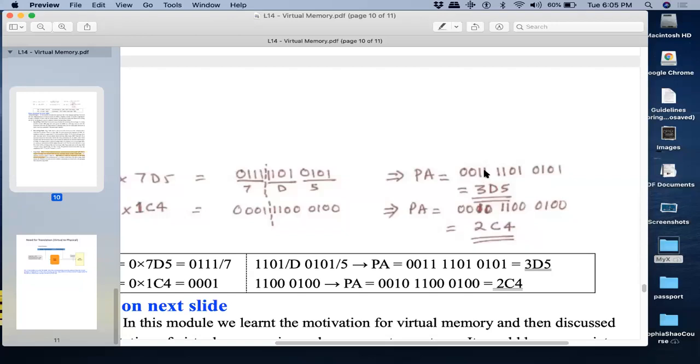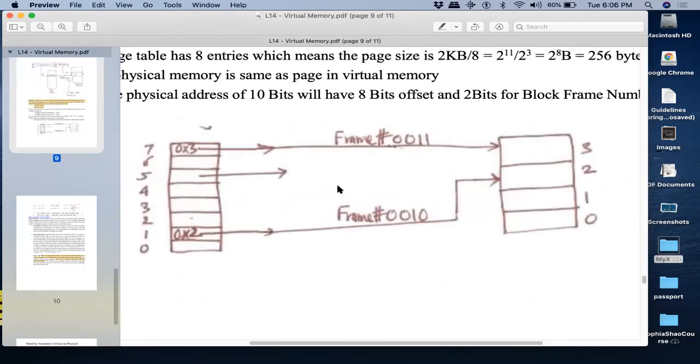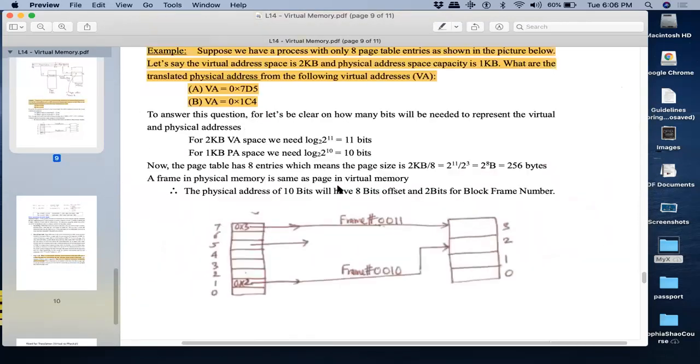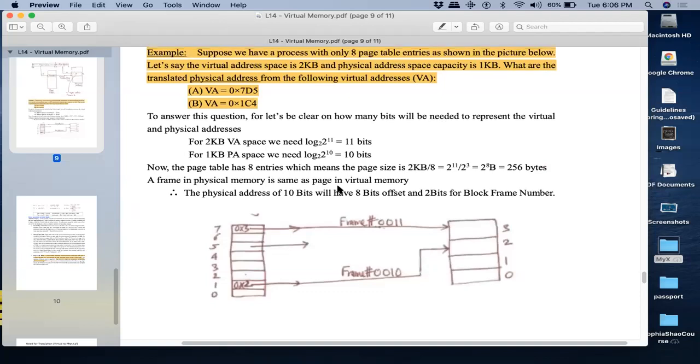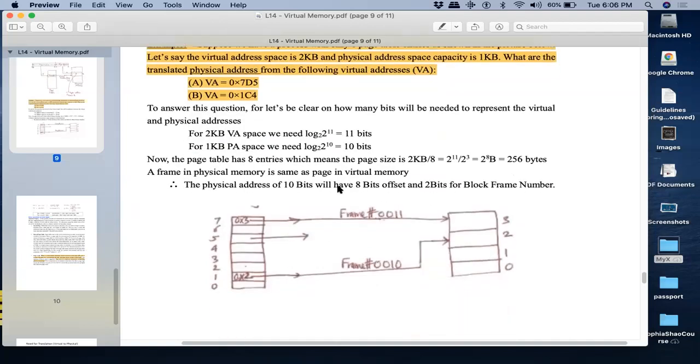Okay, just so I'm clear. To convert, you basically took off the front 1 because that was 3 bits and not 2 bits? Right. But I have to first find out why 3 bits. Why did I have to take the first 3 bits? Because we have 8 entries here, which can be mapped using 3 bits.